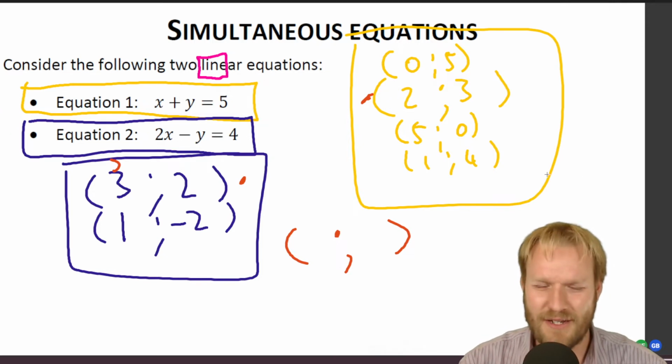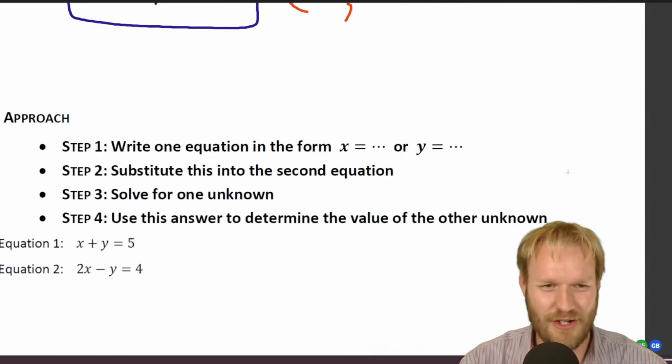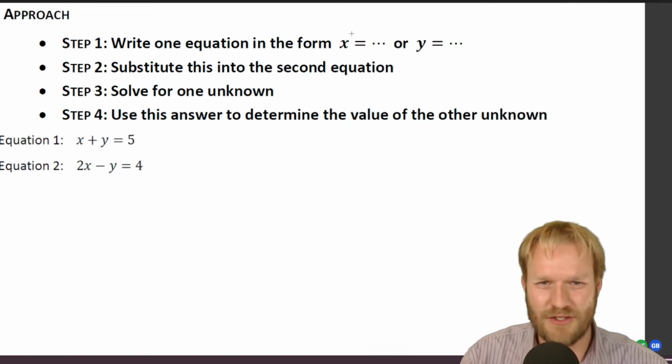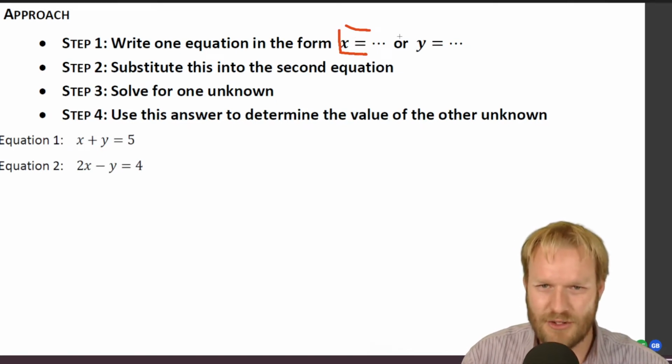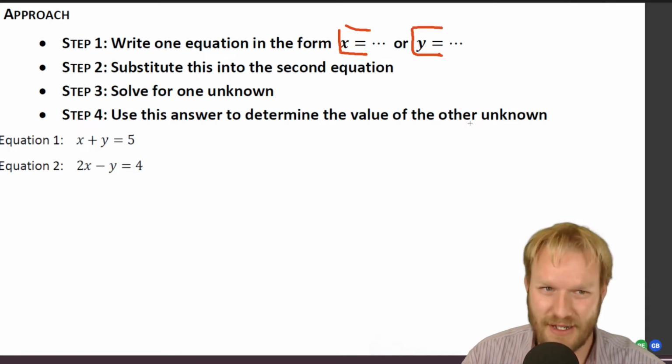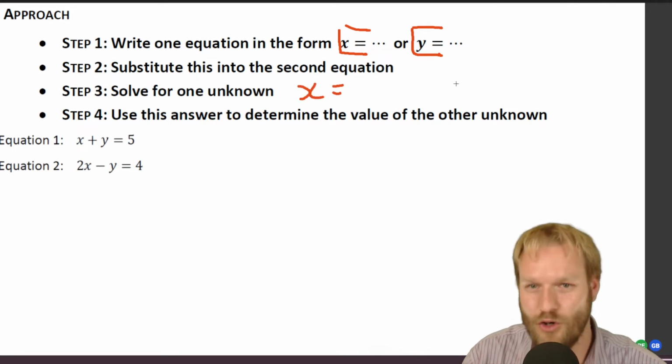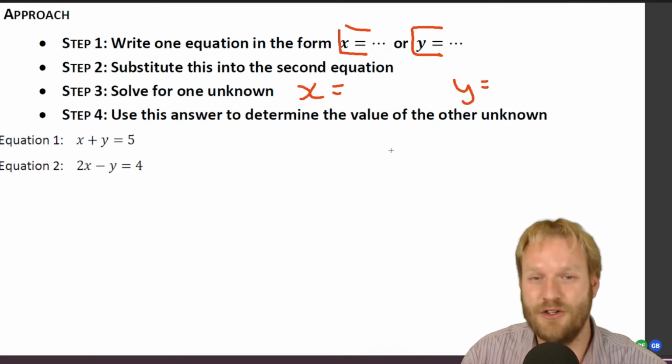So it'd be great if we had some sort of approach to do this. Our approach: we're going to rewrite one of the equations in the form x equals or y equals, and we're going to substitute it into the second equation, which means we'll find one of the answers. We'll either find x or y, and we'll use this to find the other.